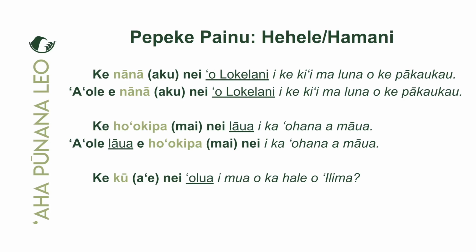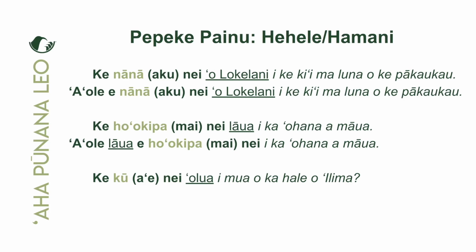Then we have the piko of the sentence, which is 'olua. Yeah, remember what 'olua means? You two, maika'i. Okay, where? Where is you two guys standing? So i mua o, in front of where? Ka hale o Ilima. Yeah, the house of Ilima. Ke ku e nei 'olua i mua o ka hale o Ilima. Are the two of you currently standing right now in front of the house of Ilima?